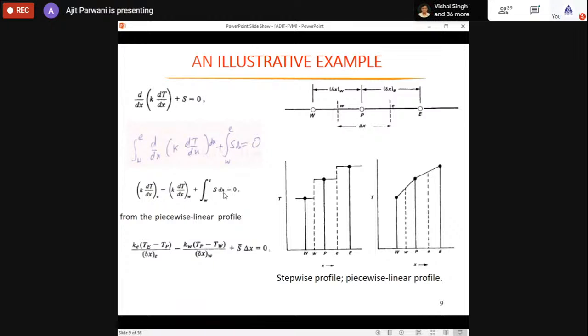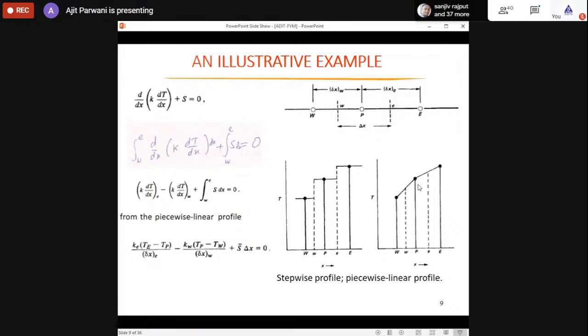So it means that for the same variable, that is for the temperature term, you can use any profile you want. For calculating the gradient, you can use one profile. For calculating the source term, you can use another profile. So it is not at all necessary to use the same profile for the temperature for calculating the gradient and for calculating the source term. Similarly, it is also not necessary to use the same profile function for calculating the thermal conductivity value.